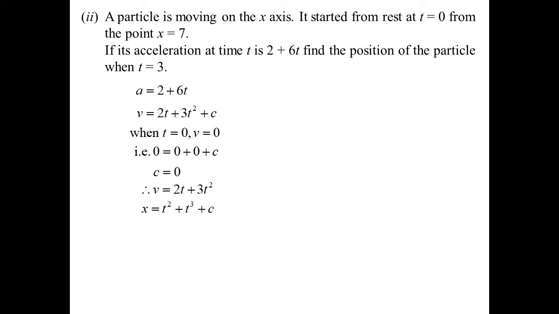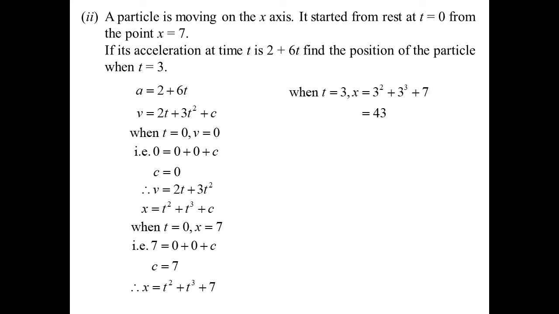All right, integrate that to get displacement. t squared plus t cubed plus a constant. Again, we're looking for information that links time and displacement. And there it is at t equals 0. So when it starts, we're starting at the point x equals 7. Sub it in, we get that the constant is 7. So in this case, I wouldn't have got away with forgetting the constant. So x equals t squared plus t cubed plus 7. We want the position when t equals 3. Now it's just a substitution question. When t equals 3, x is 43.